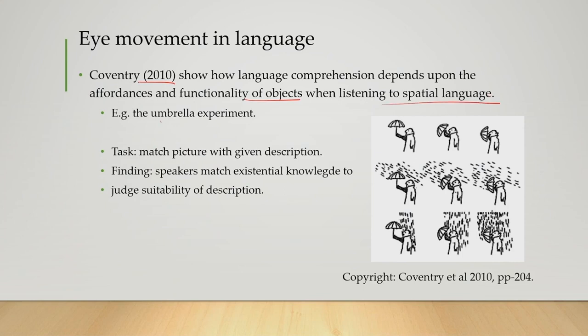This is the famous umbrella experiment. The task was to match a picture with a given description. So, there are various pictures and there are various descriptions. The finding was speakers match existential knowledge to judge the suitability of the description. So, even if, for example, in this picture you cannot say that he covered himself with an umbrella. So, there were various tasks, various sentences given.